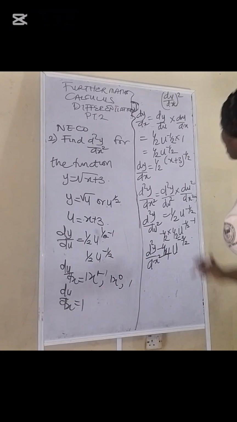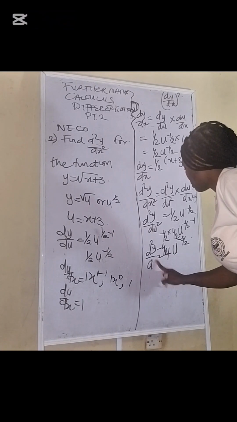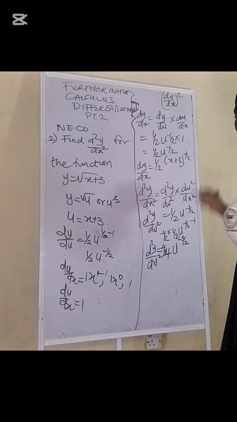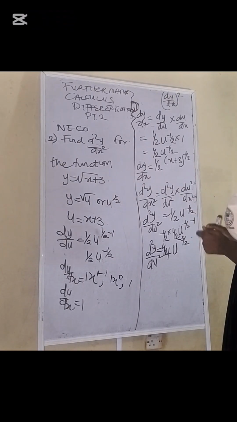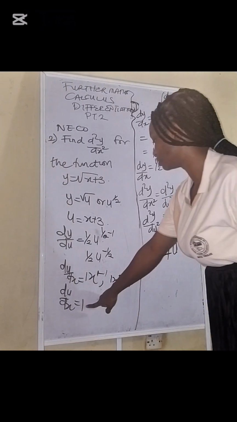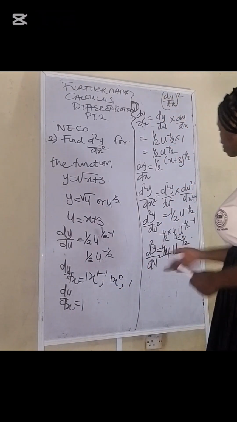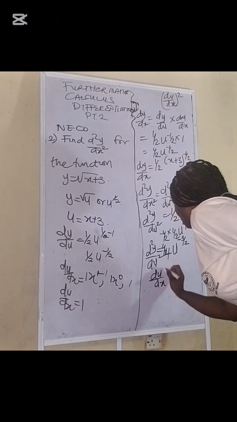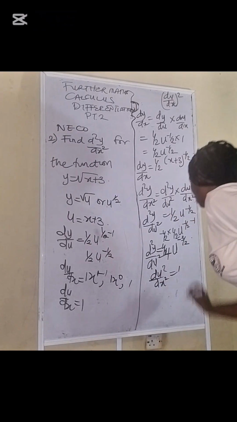So now let's get our du squared over dx squared. Now when you see du squared over dx squared, it means du/dx, which is all squared. So now what is our du/dx? It is 1. So that's 1 raised to power 2, which is 1. So now du/dx equals 1.